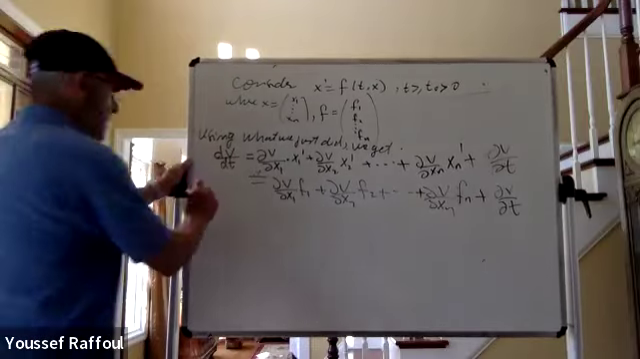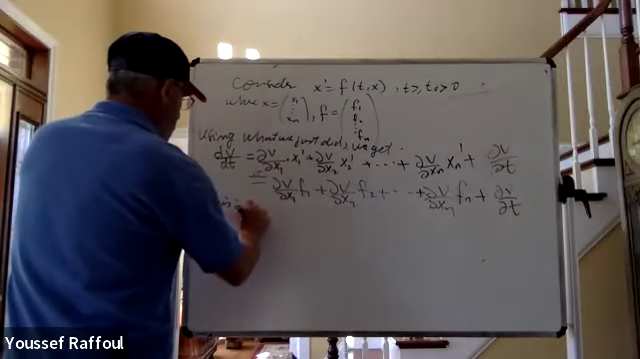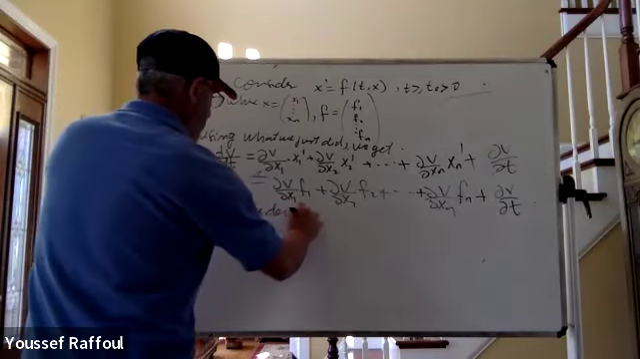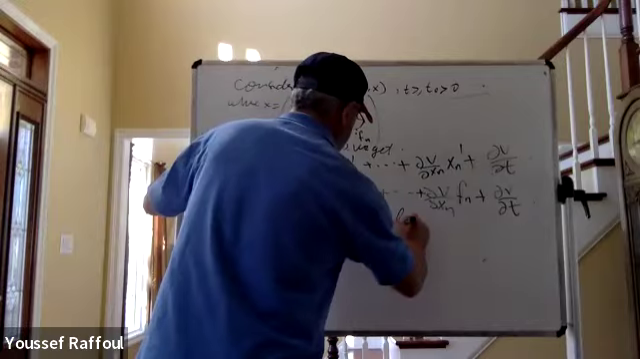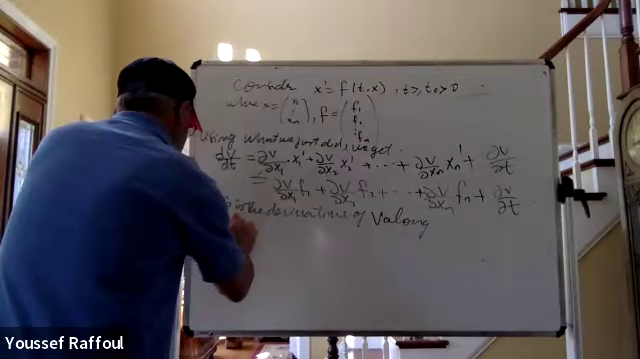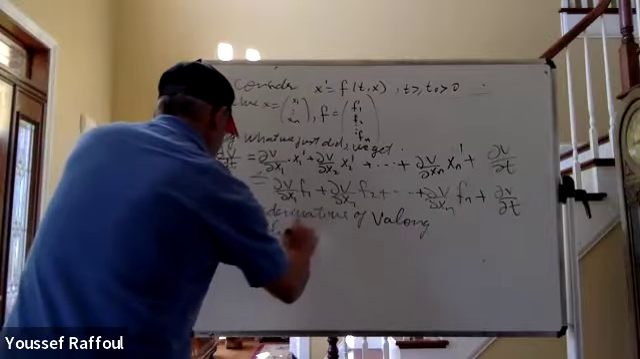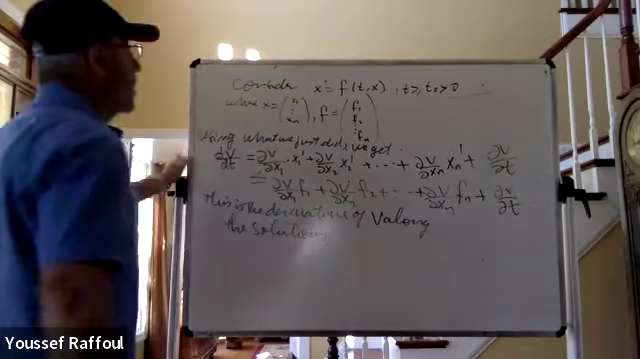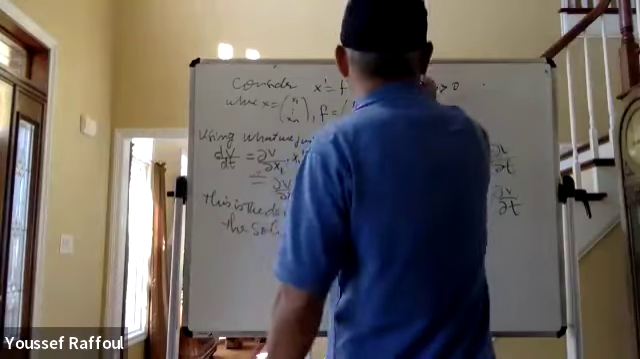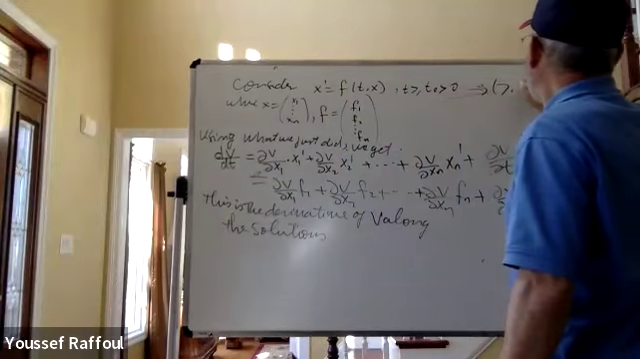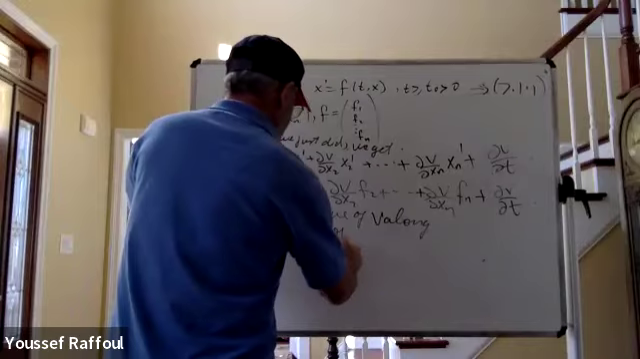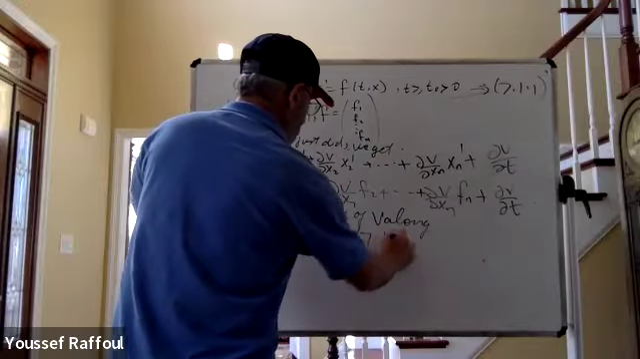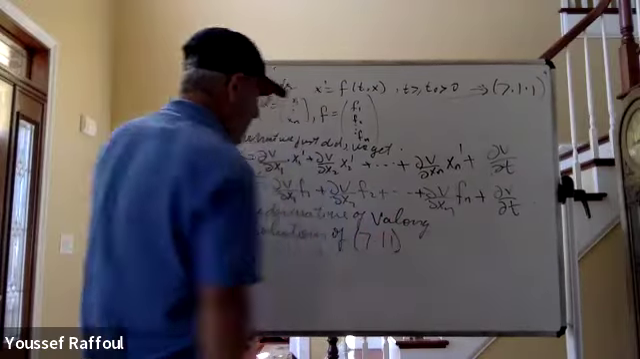So this is the derivative of V along the solution. Let me give that equation a name, 7.11. Along the solution of 7.1.